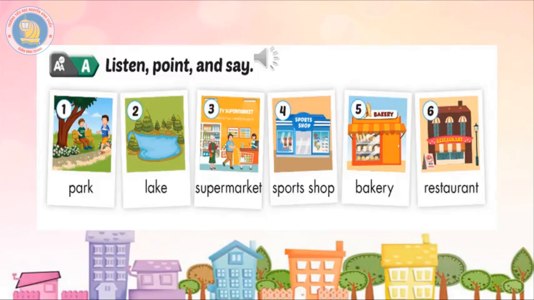A. Listen, point and say. One, park. Two, lake. Three, supermarket. Four, sports shop. Five, bakery. Six, restaurant.